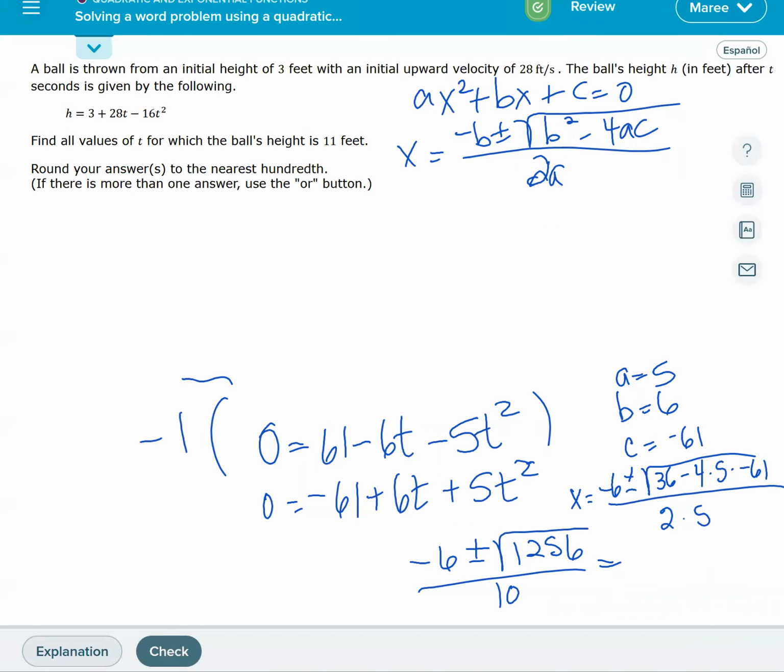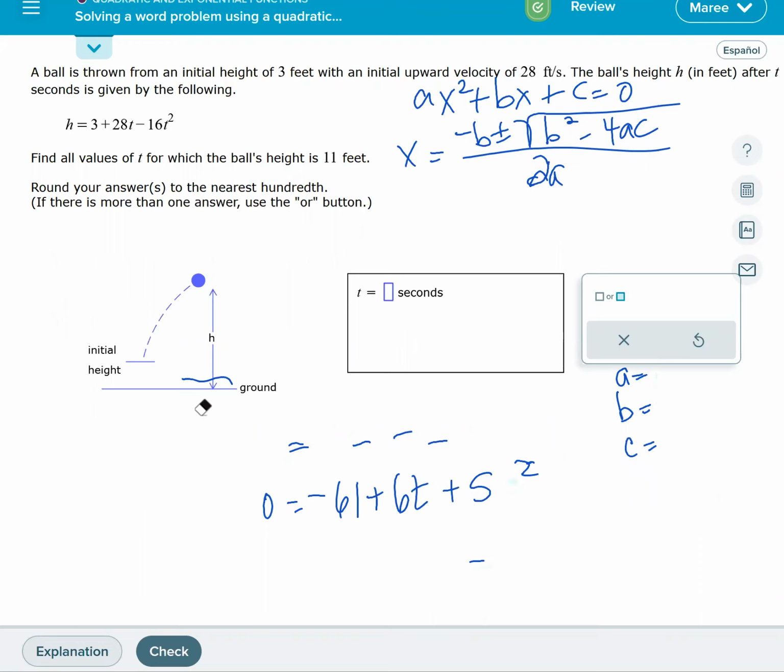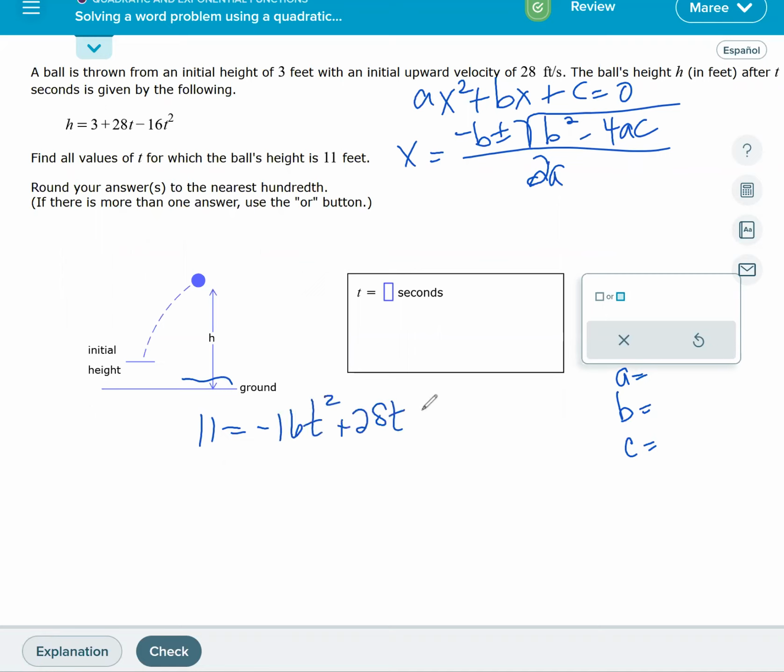So let's try again. So let's see, what are they giving us as the height? Now they're giving us the height is 11 feet. So we're going to plug in 11 for h. So we have 11 equals, I'm going to put these in order with t squared first, so it's -16t squared plus 28t plus 3. I'm going to subtract 11. And we have 0 equals -16t squared plus 28t minus 8.